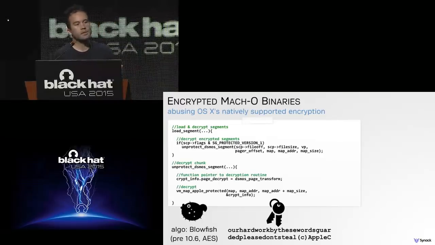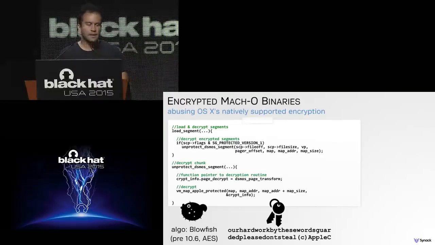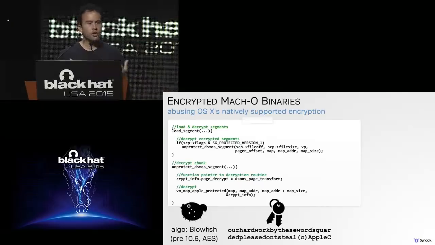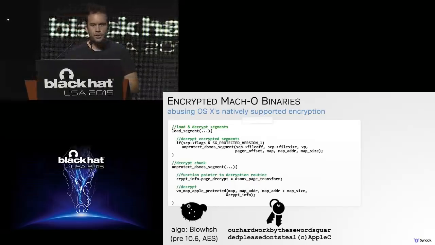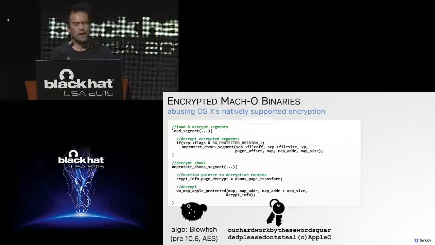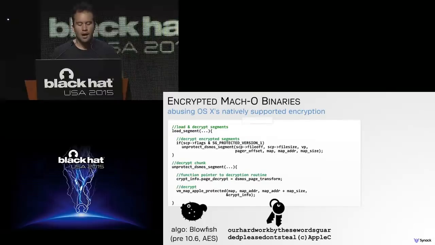I think encrypting one's malware is generally a good idea. It makes detection harder and also makes it more difficult to analyze. So let's start with a simple method that leverages the fact that the OS X loader natively supports encrypted binaries. This is a cool feature. Apple actually makes use of this to protect some of their applications, I think Finder, the Dock, maybe iTunes.